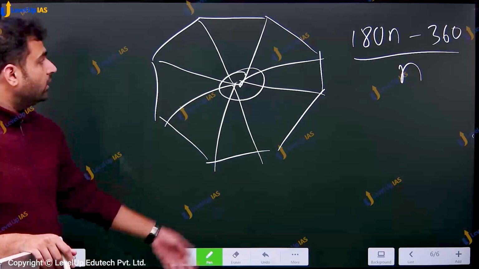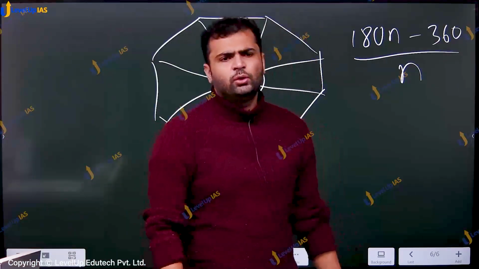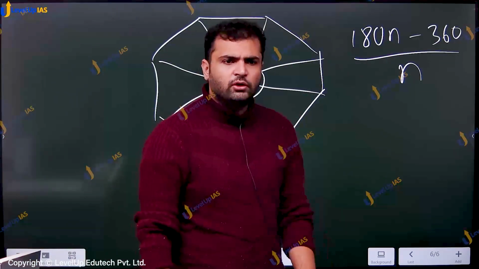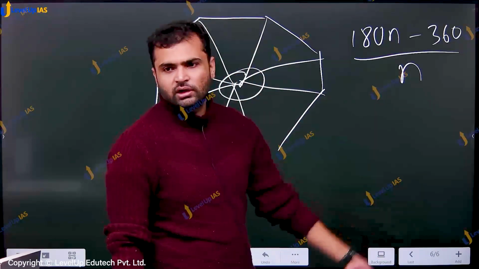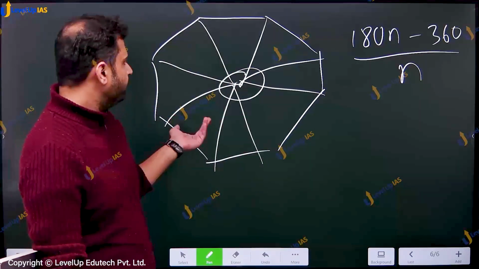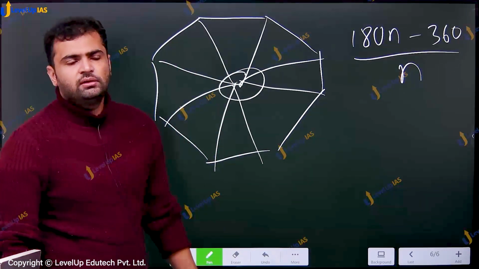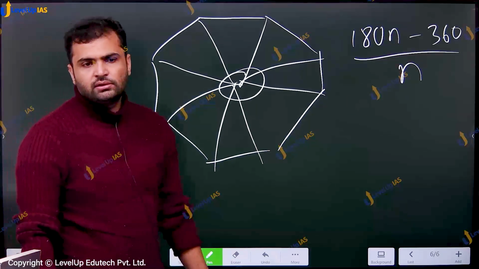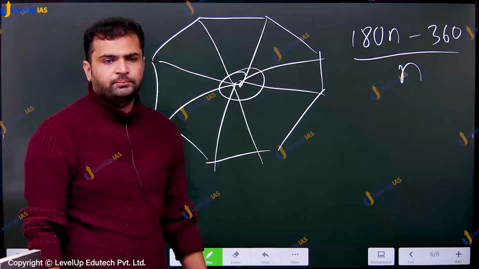You can do this for any regular n-gon. Don't try to remember the formula. Don't try to mug up the formula, because there are a lot of other things that your brain needs to mug up. This is something that you can derive on your own in the examination hall. Just divide the figure into triangles, for which you know what the sum of the angles is.